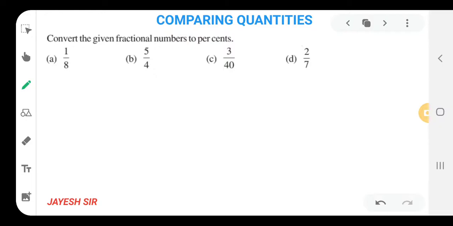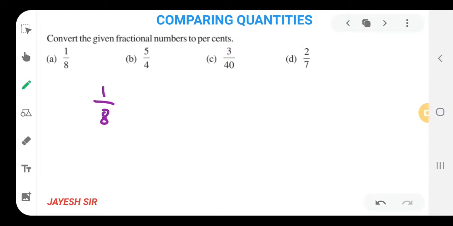Convert the given fractional numbers to percentage. What is it? Convert the given fractional number to percent. Here we have to insert the percentage sign, that means we have to convert and make it into terms of percentage. If you want to make any number or value into percent, you have to multiply it by 100.